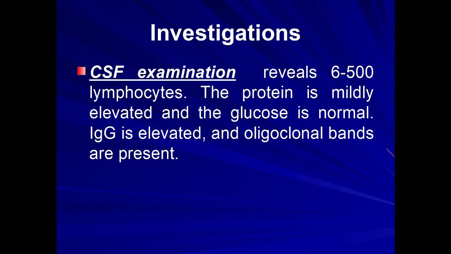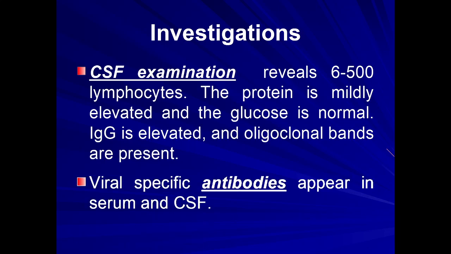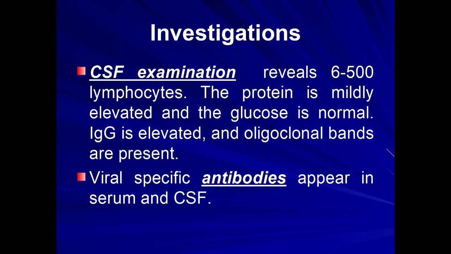More on the left. CSF reveals lymphocytosis, sometimes mild elevation of protein, glucose will be normal, immunoglobulins G may be elevated, and oligoclonal bands will be present. Viral-specific antibodies will appear in serum and CSF.